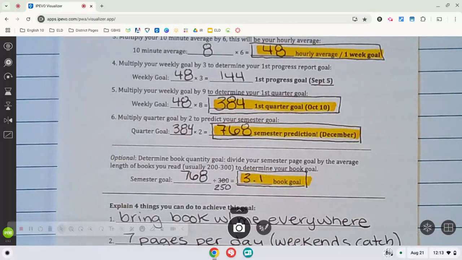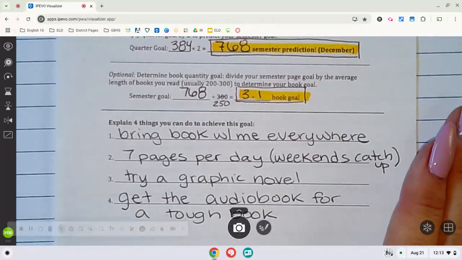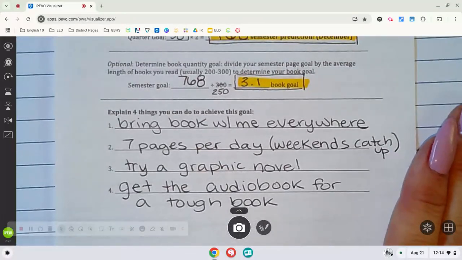Those are a lot of left brain things, and maybe reading's a little bit more right brain for you, and so you want to switch it up. Think about what are 4 things specifically that you can do to try to achieve this goal.